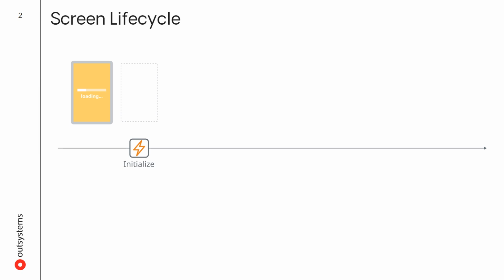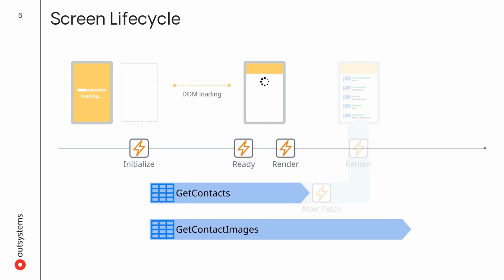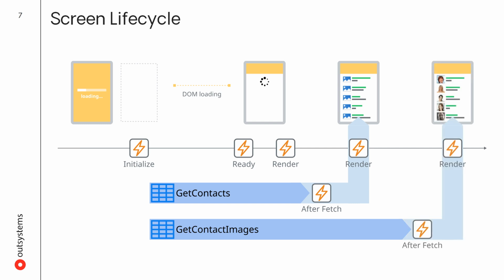A screen must initialize in order to be accessed. By default, if the screen has some defined aggregates, they are triggered asynchronously and in parallel while the screen continues to build. When the screen is ready, it begins rendering. When the screen finishes rendering, the app user will see some of the widgets that are part of the screen. Next, the first aggregate finishes and the screen renders again. The same thing happens when the second aggregate finishes. The screen renders again to display the new data.